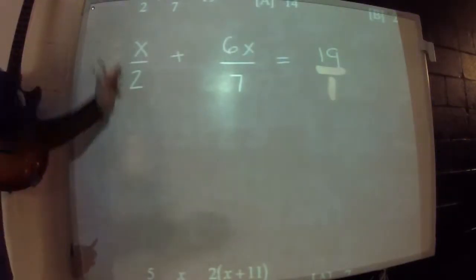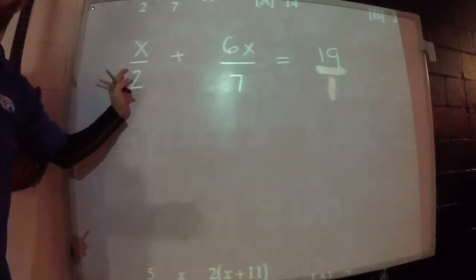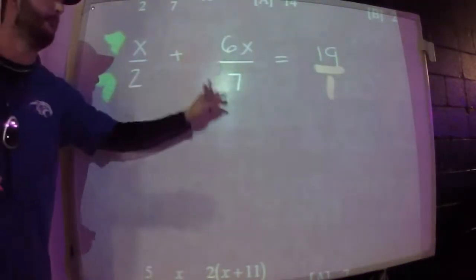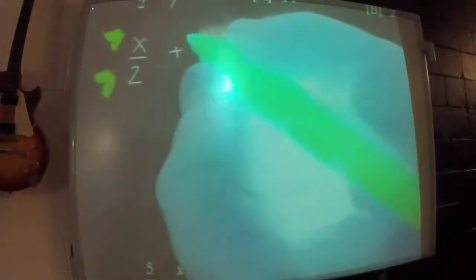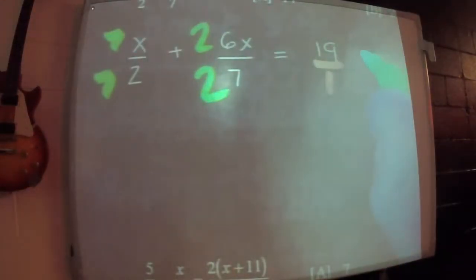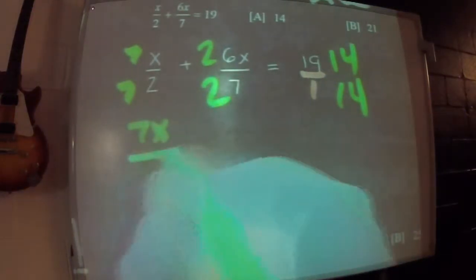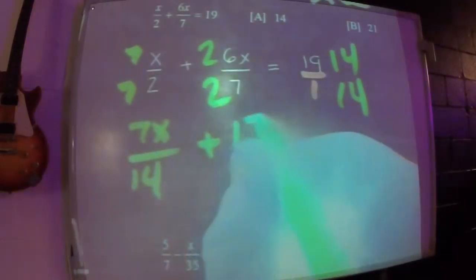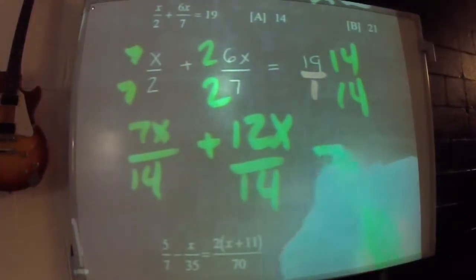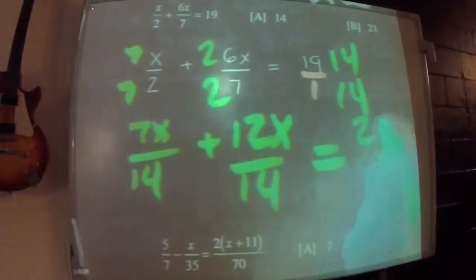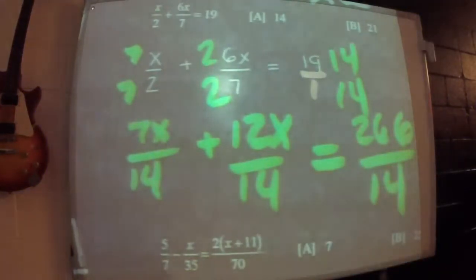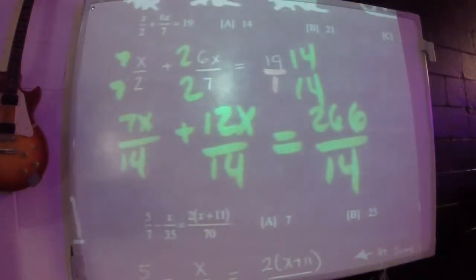So what am I going to multiply this first piece by? 7 over 7. Then the second one needs what over what? 2 over 2. And lastly, that 19 over 1, I need to go 14 over 14. All right, so this is 7x over 14 plus 12x over 14 equals 266 over 14. Everything is a fraction. Everything has a 14 on the bottom.